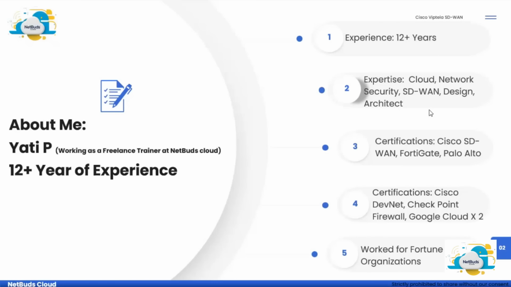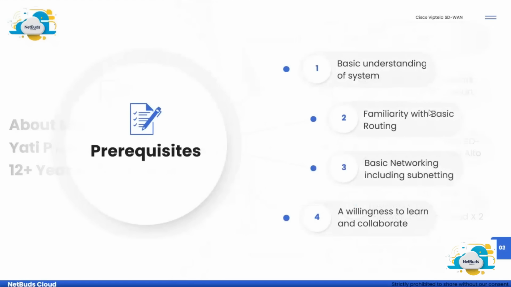So that is about me, and now the course we are going to discuss in today's session is SD-WAN. To learn SD-WAN, we have some specific requirements, which we call prerequisites. First, a basic understanding of systems and networking. Second, you should be familiar with basic routing: what static routing is and what dynamic routing is. It will be easier to learn this way.